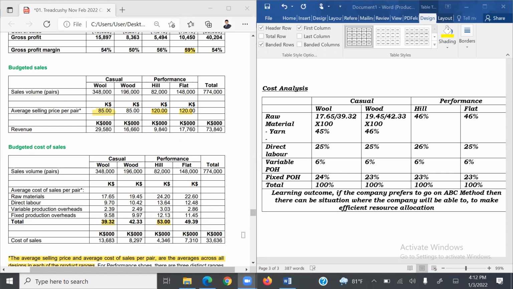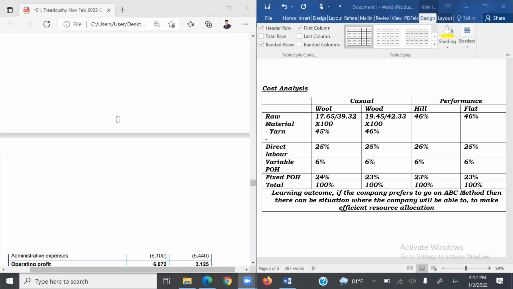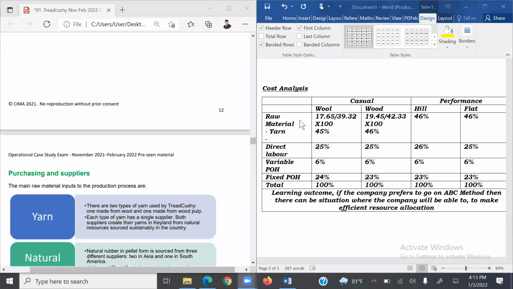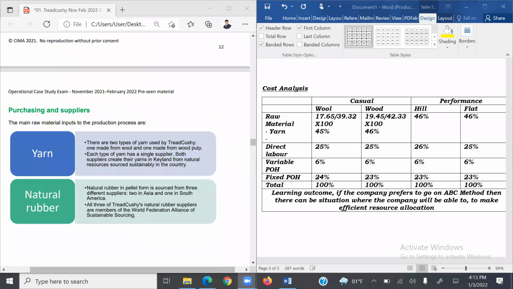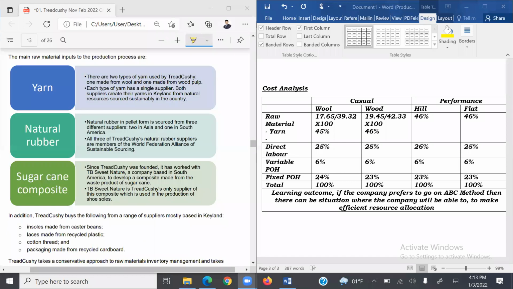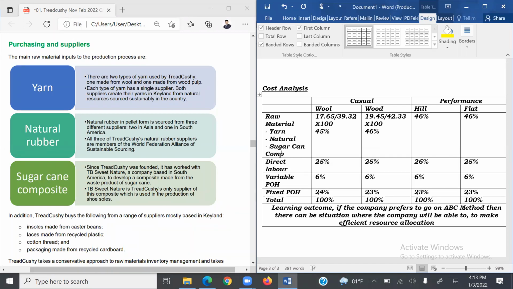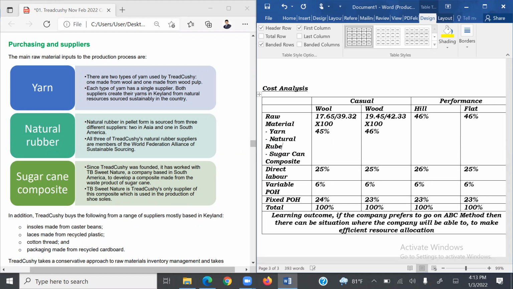One is sugarcane composite. No, I don't think so. Sugarcane yarn is made out of sugarcane composite, if I'm not mistaken. Yarn and natural rubber, let's go with this. Yarn, natural rubber, and sugarcane composite. Sorry, you are correct, sugarcane composite. So students, get that application very well. We have yarn, natural rubber and sugarcane composite in total.